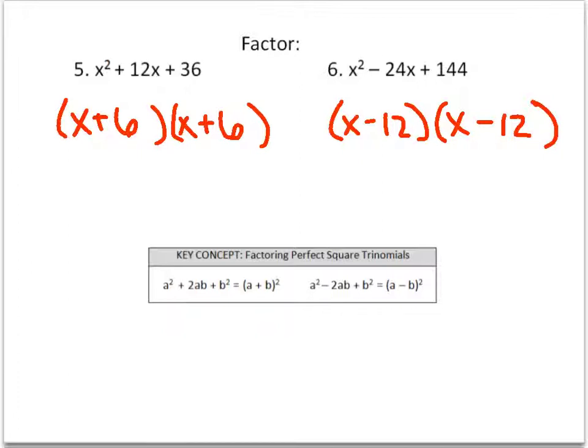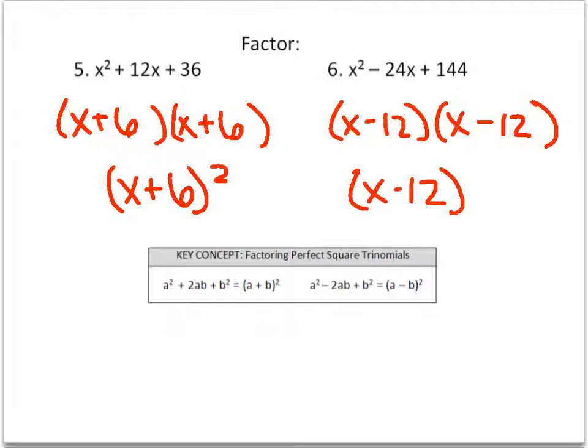Does anybody know how else we could write these? John? Everyone combine them and write square. That's exactly what we could do. This is the same as saying x plus 6 quantity squared, or x minus 12 quantity squared. Well, why is this helpful? For these ones weren't very difficult ones. But this is a super duper helpful shortcut for whenever you're factoring perfect square trinomials, because it saves you a lot of work.